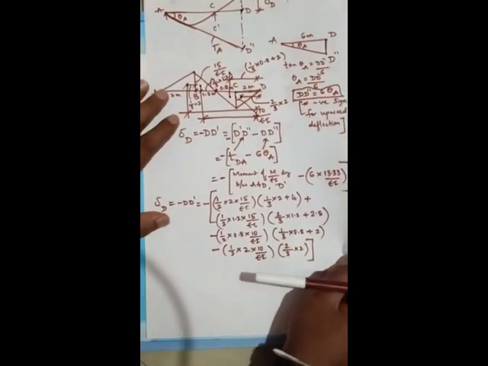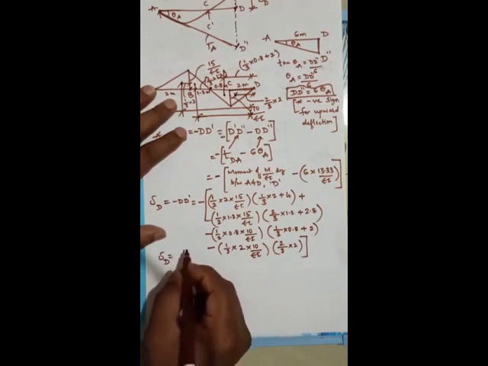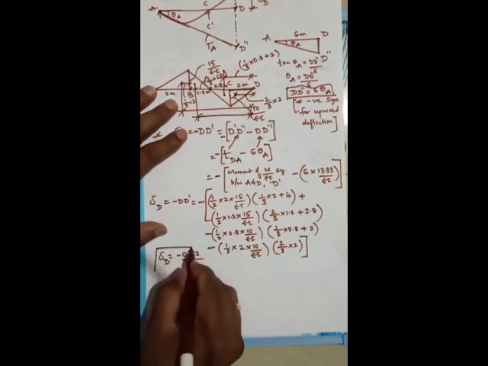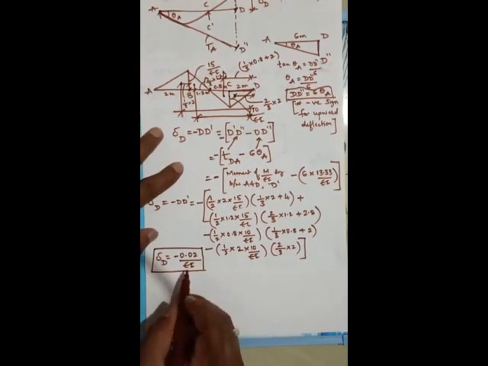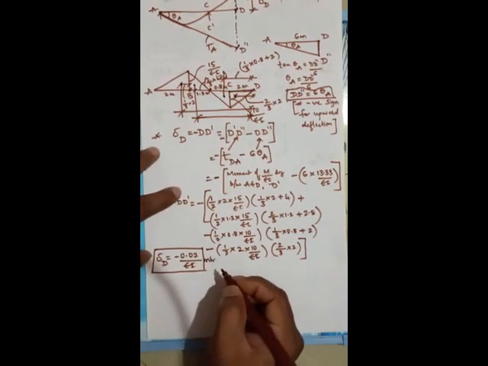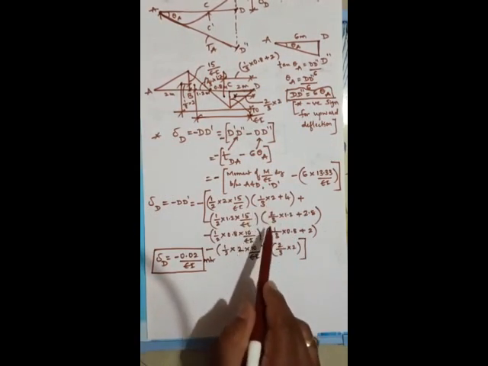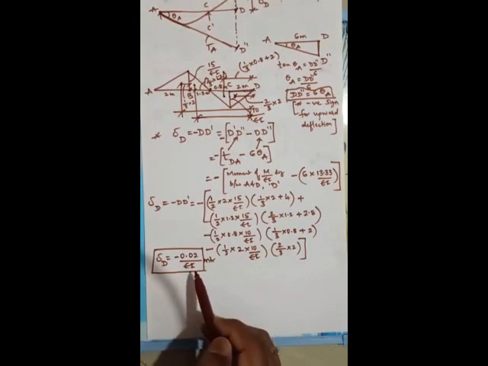Okay, so simplify this, do the calculation, and you will be getting delta D is equal to around -0.02 by EI. Almost you are getting zero. -0.02 by EI. That negative sign indicates the deflection is upwards. Okay, so meters. Check this once again, whether we have written all the areas correctly or not. Then do this calculation. Just check with the calculator. So it should be -0.02 by EI. Okay, is that clear?